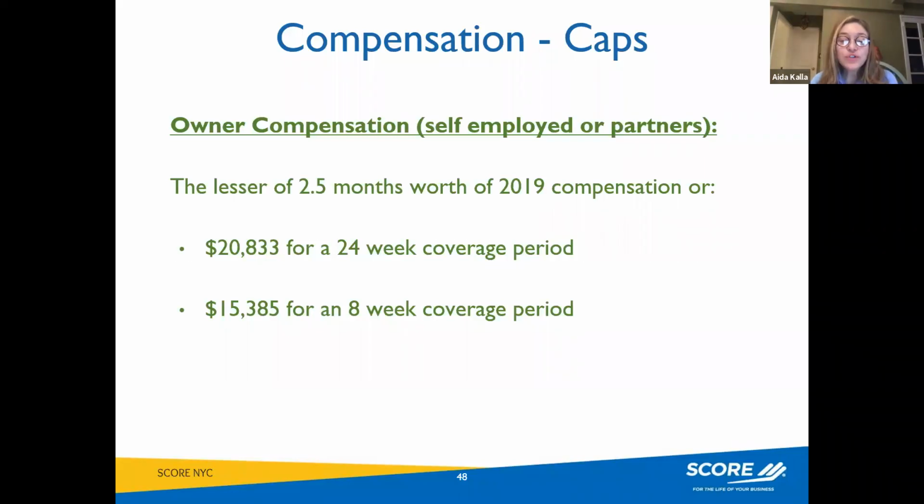So if you're a sole proprietor, don't have any payroll, don't have anything, you don't even have, I know this is not realistic, you don't even have rent, utilities, nothing. The only thing you have is you're probably an online person and you don't have any expenses other than what you want to get out of the business for yourself. If you choose the 24-week coverage period, you're not going to be eligible for more than $20,833. That's in a case where you're only paying yourself and there's nothing else. Same thing for the 8-week coverage period.